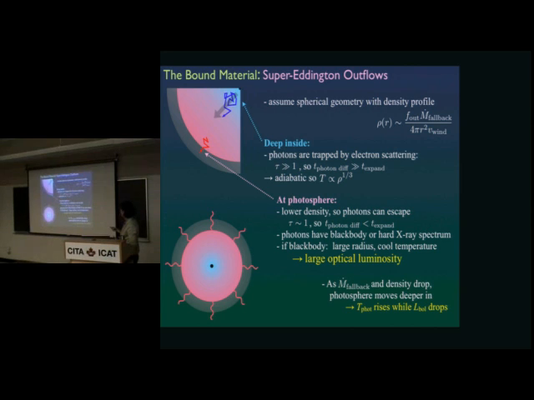Then eventually at the photosphere, the density is low enough that now the photons can escape. The optical depth to electron scattering is of order unity, and so the photon diffusion time is less than the expansion time. The photons have a black body or a hard X-ray spectrum, as we said. And if they have a black body spectrum, then that's emanating from a large radius or a cool temperature. And so that gives rise to a large optical luminosity, which is exciting for optical transient observers. Then, as the fallback rate and the density decline with time, the photosphere moves deeper in, and so the temperature of the photosphere rises while the bolometric luminosity drops.